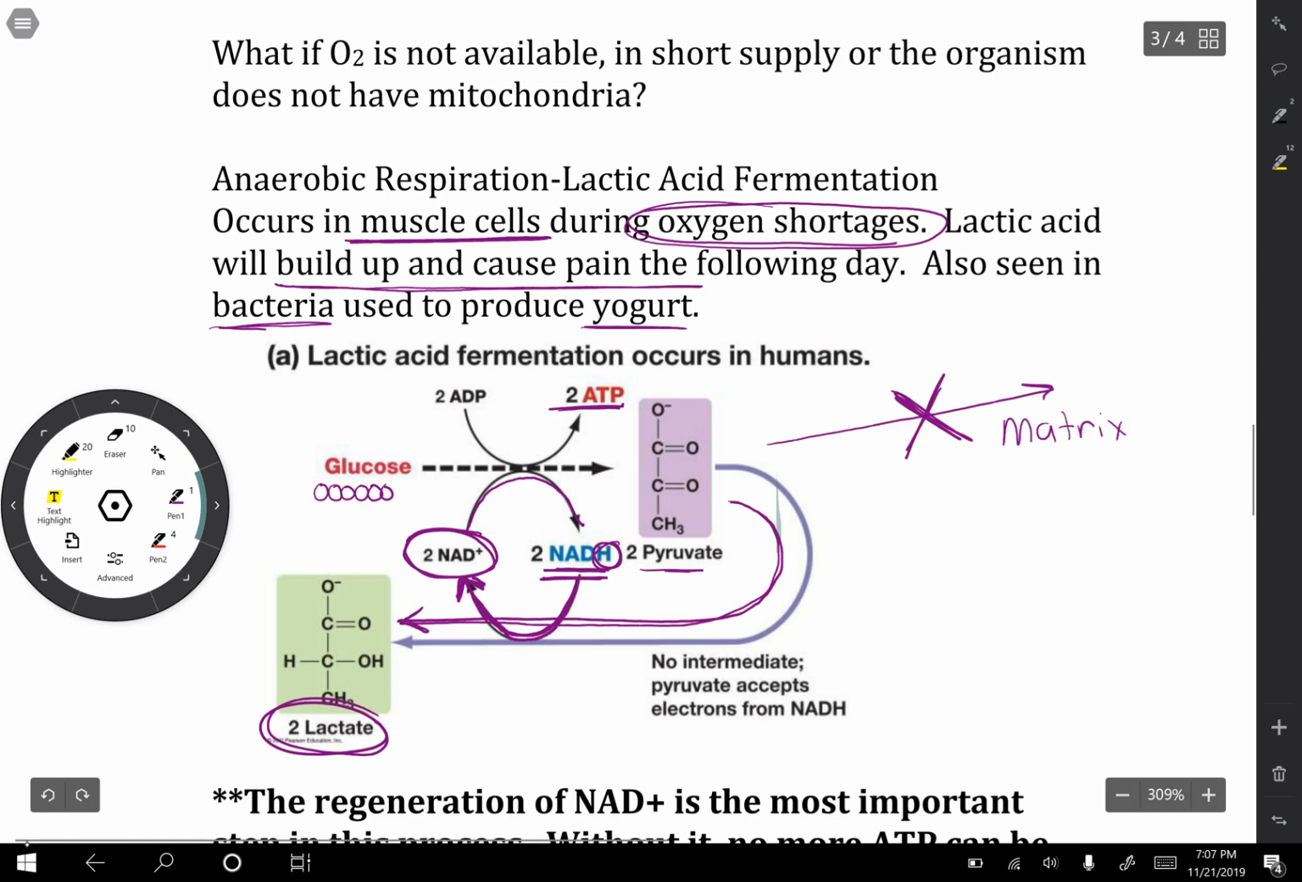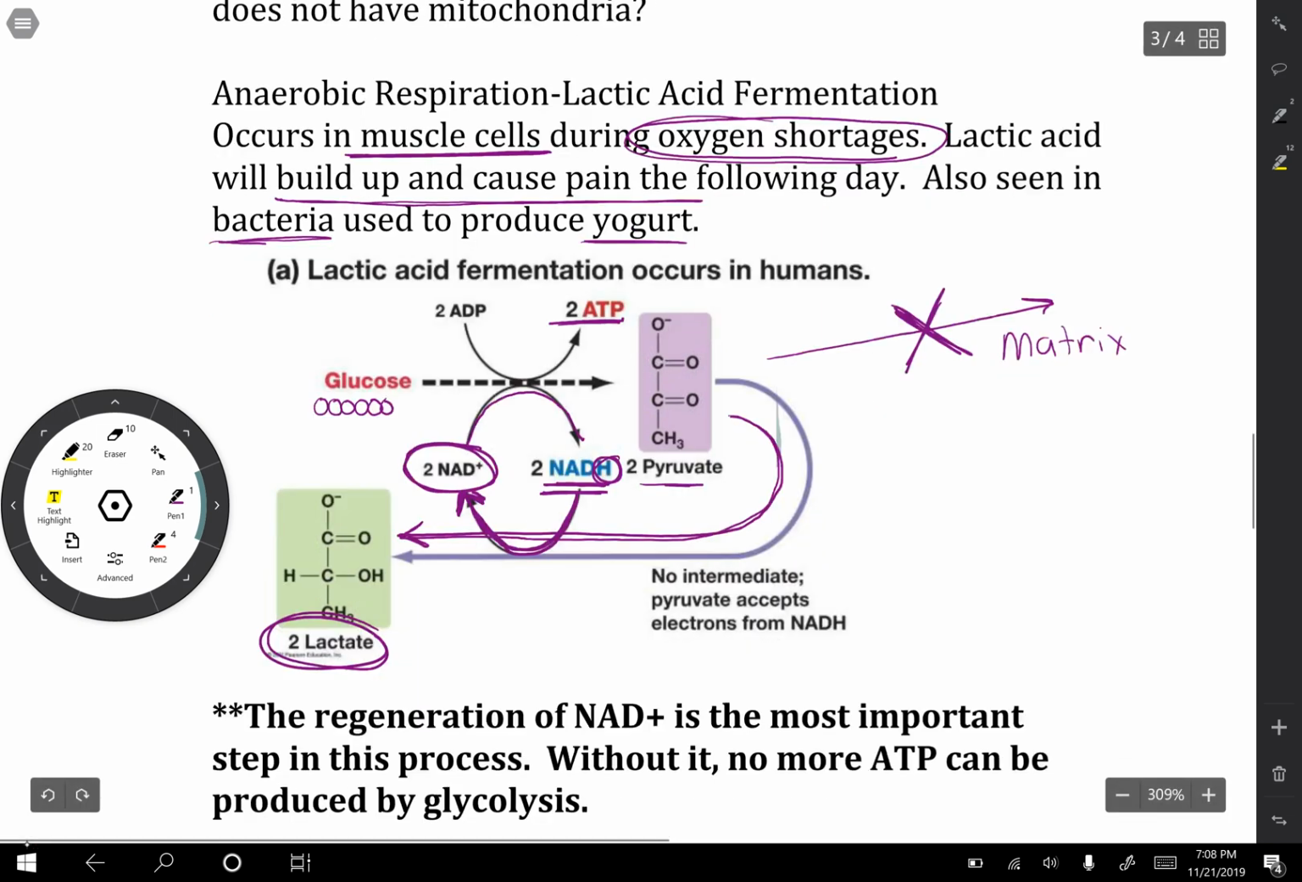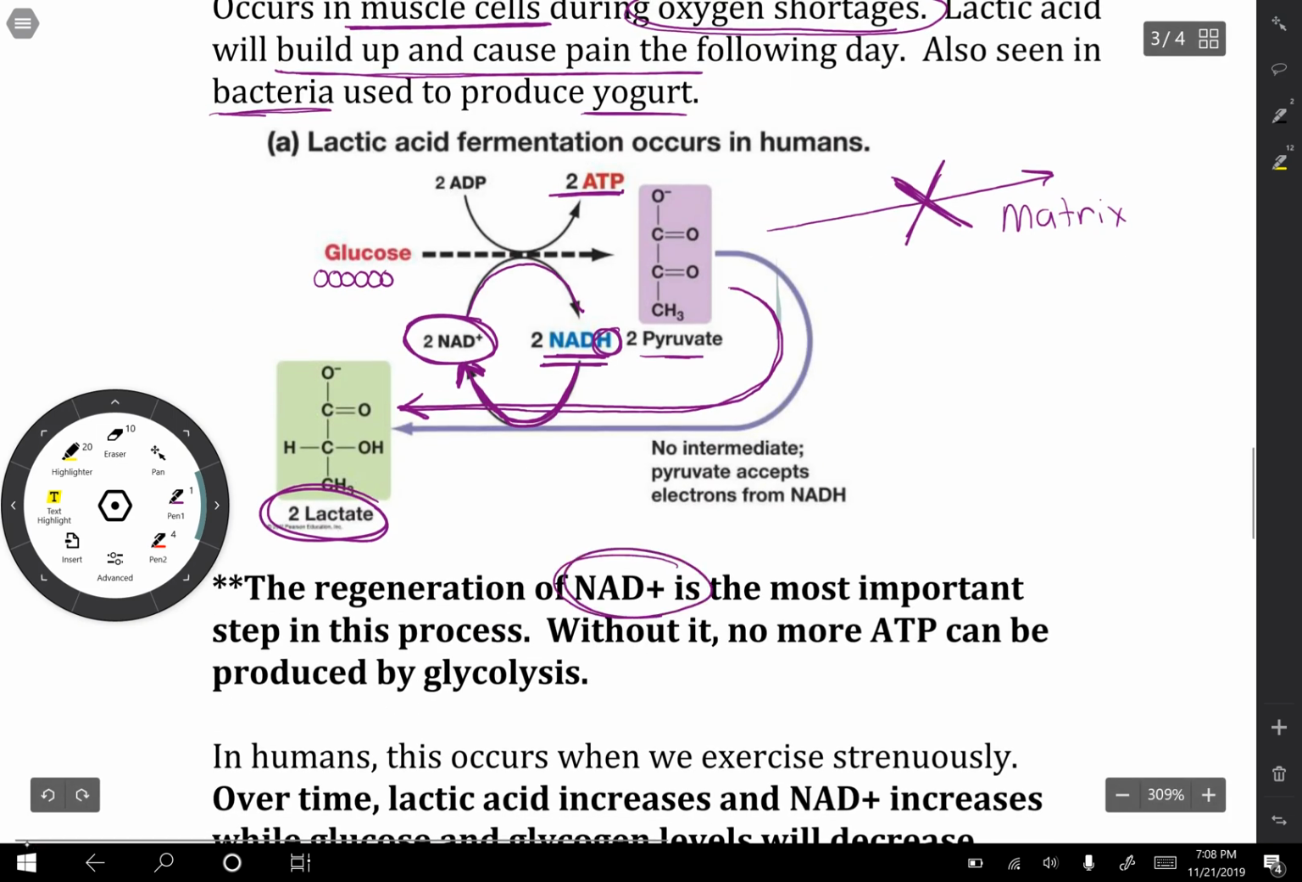So the longer you exercise in times of low oxygen, the more lactic acid that builds up. So the more strenuous your activity, the more you will hurt tomorrow. Once you've rested and you're back to normal, this process shuts down. But unfortunately, the lactic acid will stay in your muscles for a couple of days and it will hurt. So that stinks. The regeneration of NAD plus is very important, because if you don't, the process of glycolysis will stop. So very important, regenerating that NAD plus and not letting that NADH go into the mitochondria.